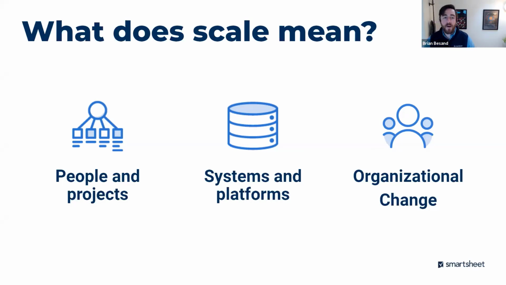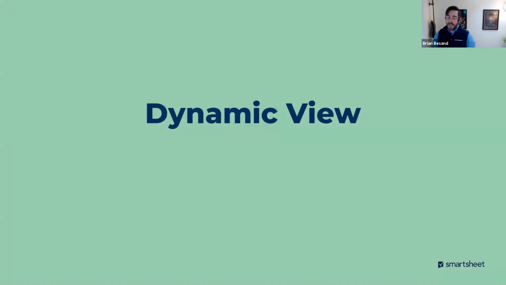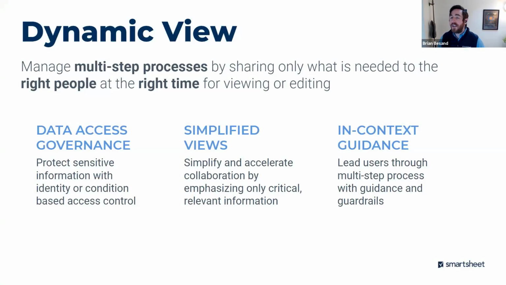So the first one I want to talk about is really in that people and projects kind of scope here. And the product I want to talk about there is called Dynamic View. Dynamic View is a tool for managing multi-step processes that shows the right information to the right people at the right time. So if you've ever looked at a sheet and said, hey, I want to share some of this information with people, but I don't want them to see the rest of it, that's an opportunity for using Dynamic View. Or if you've got a process where you need people to submit requests and you need to respond to those and you want to show them updates on those requests, that's where Dynamic View can come in useful here.